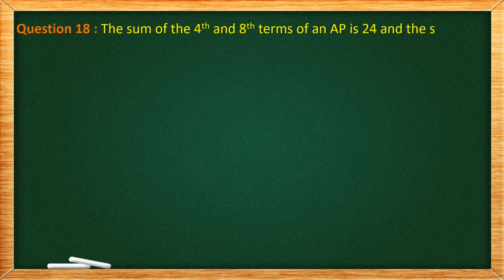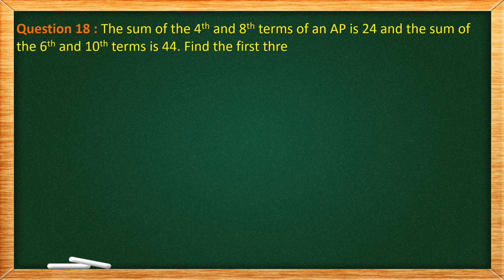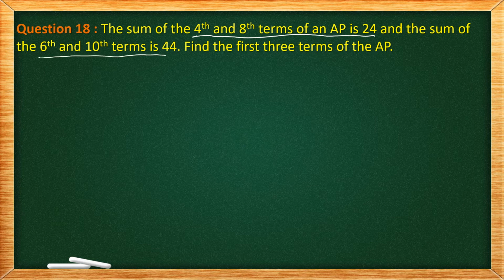Now let's solve question number 18. The sum of the fourth and the eighth term of an AP is 24 and the sum of the sixth and the 10th term is 44. Find the first three terms of the AP. Now two conditions are given here. First one, the sum of the fourth and the eighth term is 24 and the sum of the sixth and the 10th term is 44.